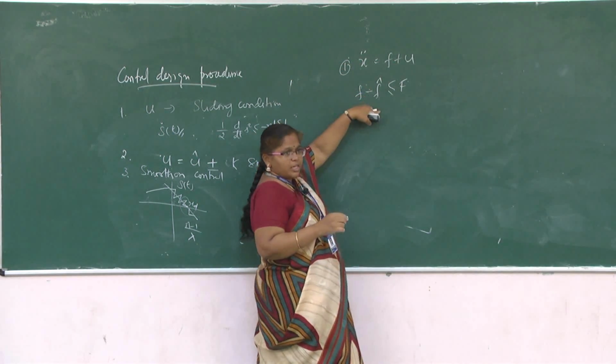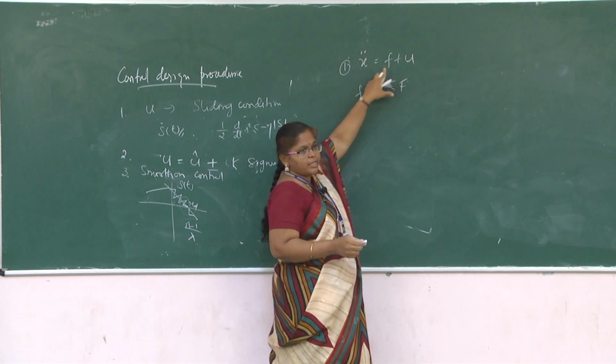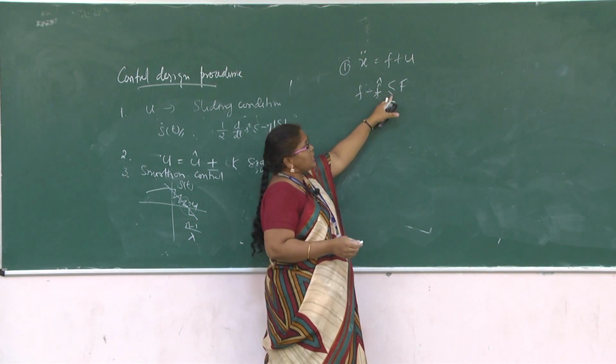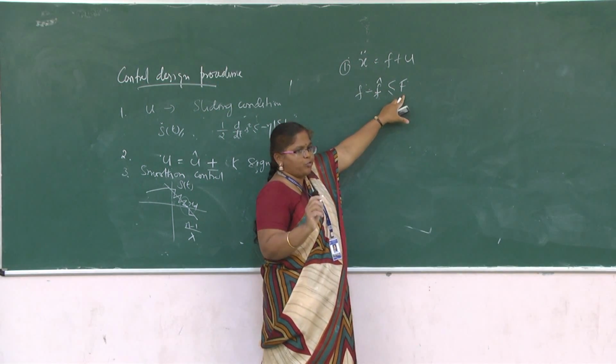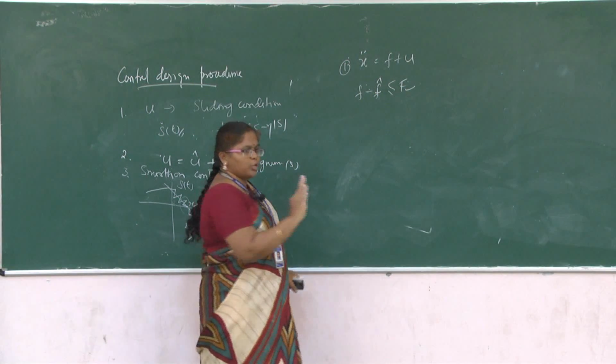For this I have given the condition: f cap means my estimation of this non-linearity, and this is my original non-linearity. If the difference between these two is less than or equal to F, which is my known function. So this is the condition given. With this, how do we do the control design procedure?